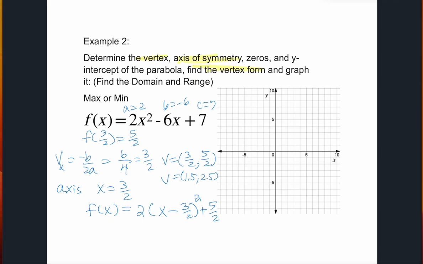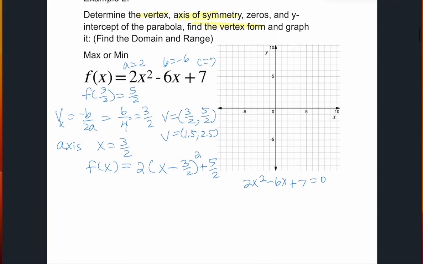So next thing we have to find are the zeros. So remember, just set your function equal to 0. Unfortunately for us, there is no way to factor that. So when you can't factor it, we're going to use the quadratic formula. So let me do that.